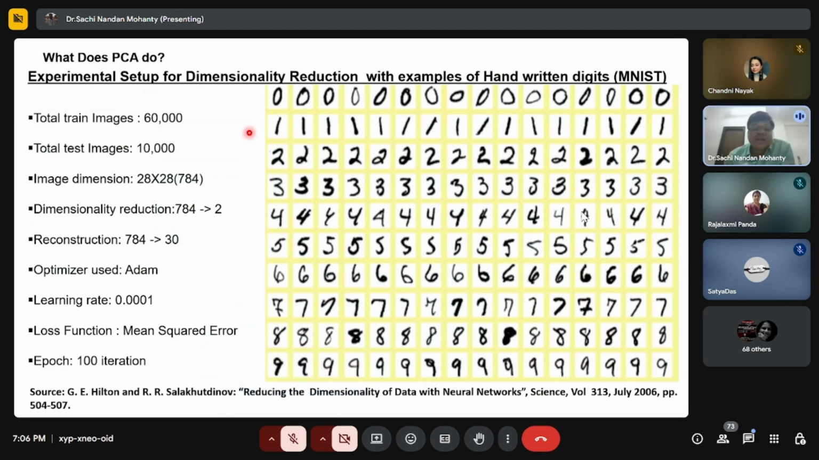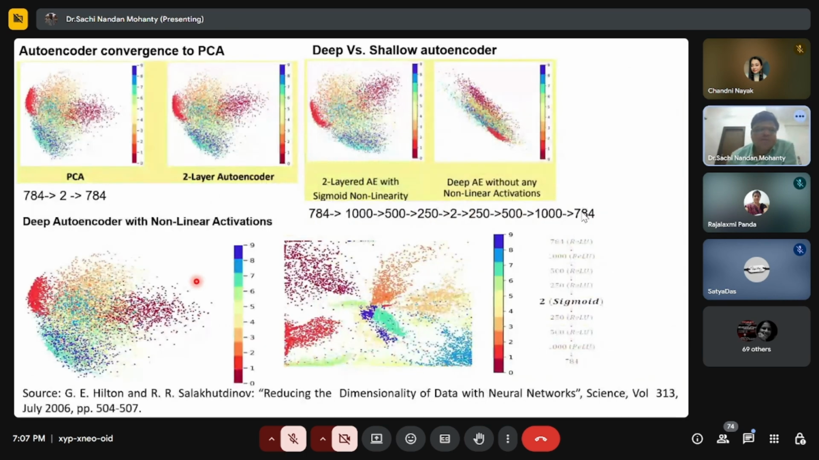Look at another example, handwritten characters. Someone writes a handwritten 0. All are 0, but the handwriting may be different. Similarly, all are 1, but the handwriting may be different. Similarly, all are 9 here, but the handwriting may be different. Now, how do we do handwriting recognition? They identify the training images, 60,000, and test images, 10,000, with this image dimension. Using autoencoder and principal component analysis, you see the output.